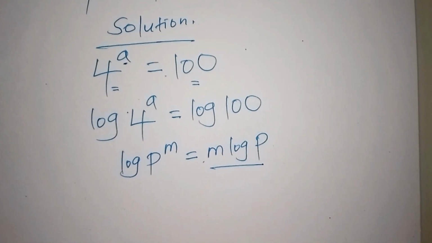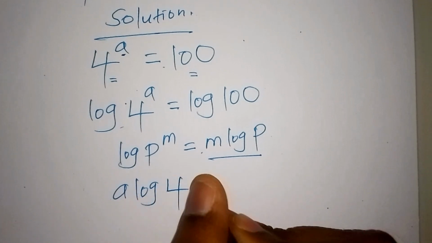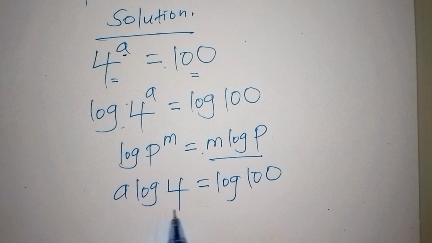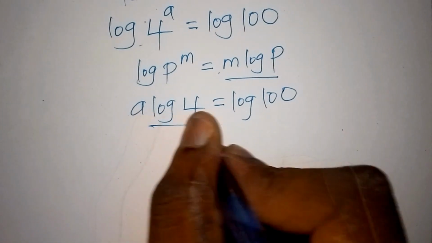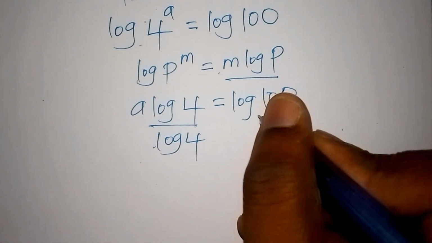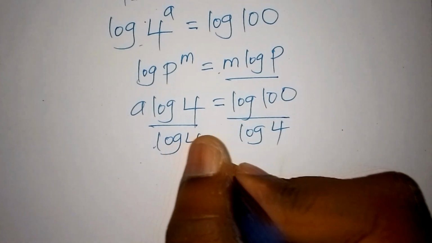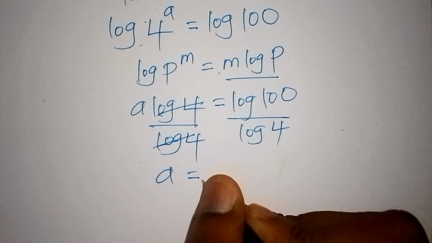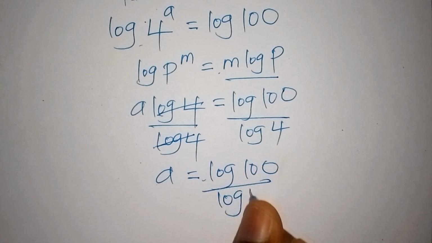So meaning that here we shall rearrange this and have a log 4 is equal to the log of 100. So from here we need to remove this log 4 from this side so that we take it to the other end, meaning that we shall divide both sides by the log of 4. Then from there we shall cancel both sides. So the log of 4 and the log of 4 shall cancel. So now our a is equal to the log of 100 all over the log of 4.